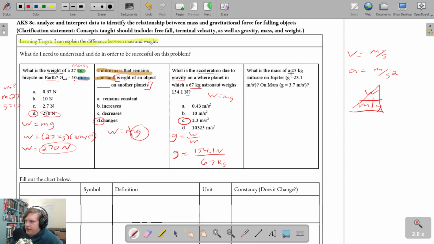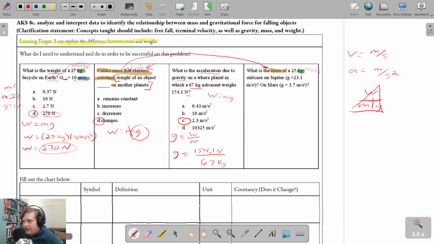Now, what is the mass of a 25 kilogram suitcase on Jupiter and on Mars? So now, this is asking, what is the mass? All right, here we go. What is the mass? And not only do we have the mass there, it gives us a number, and that number has a unit of kilograms. Well, what do we know about the unit kilograms? Kilograms, we said over here, was our mass. So this is our mass. And based on this phrase right here, look at this.